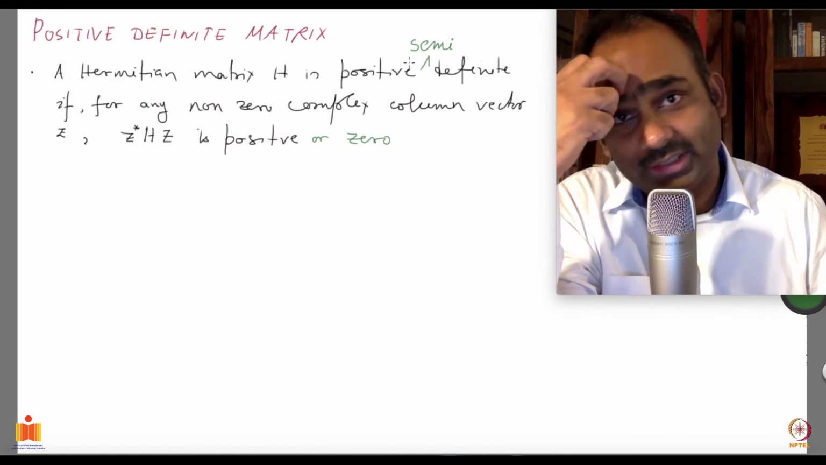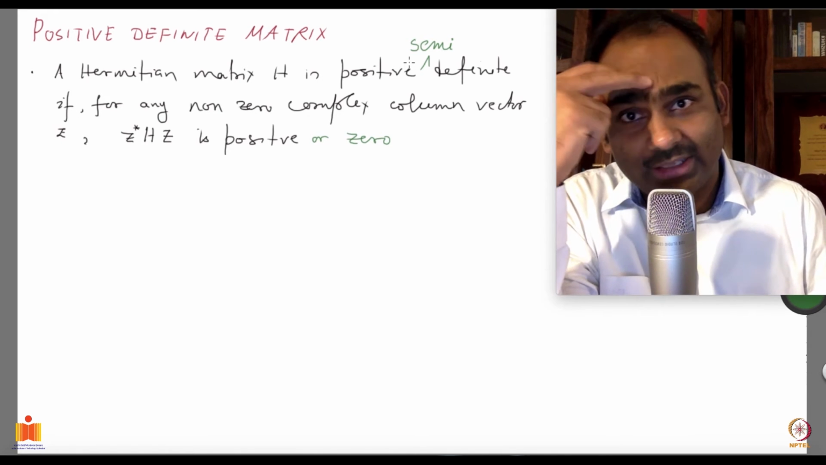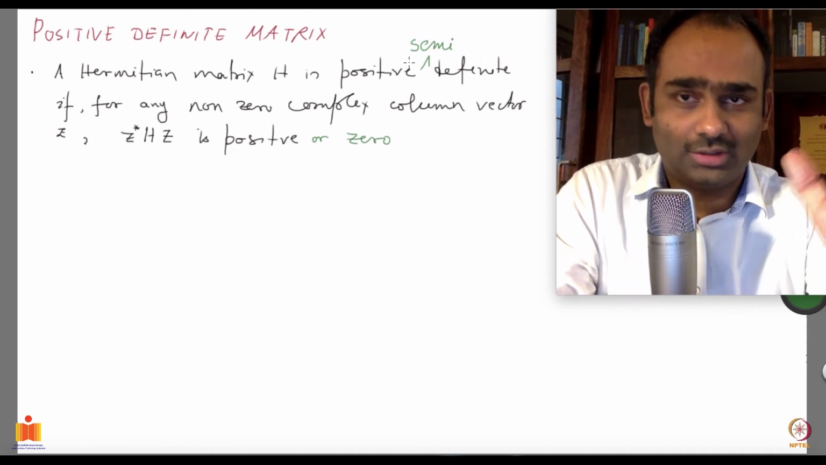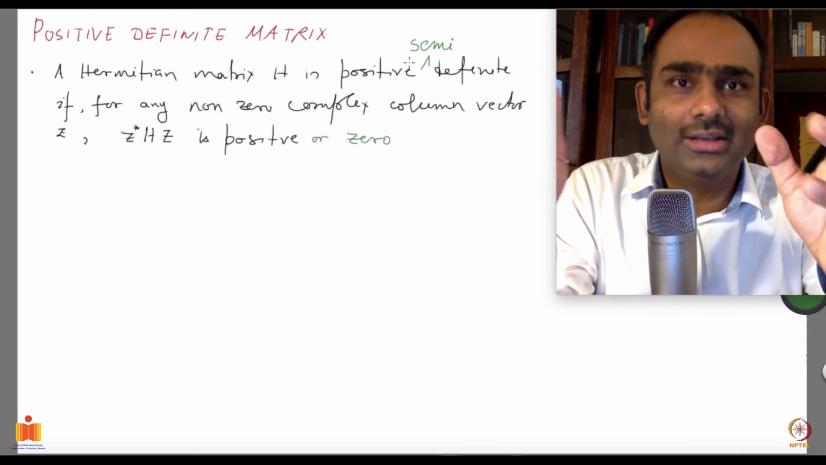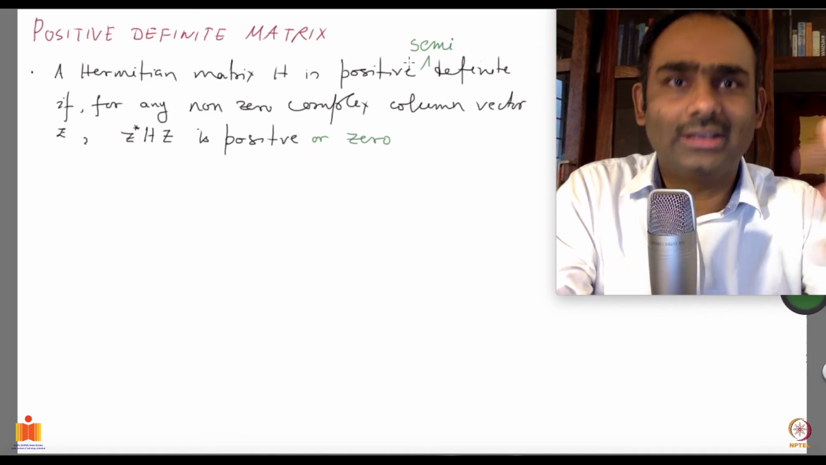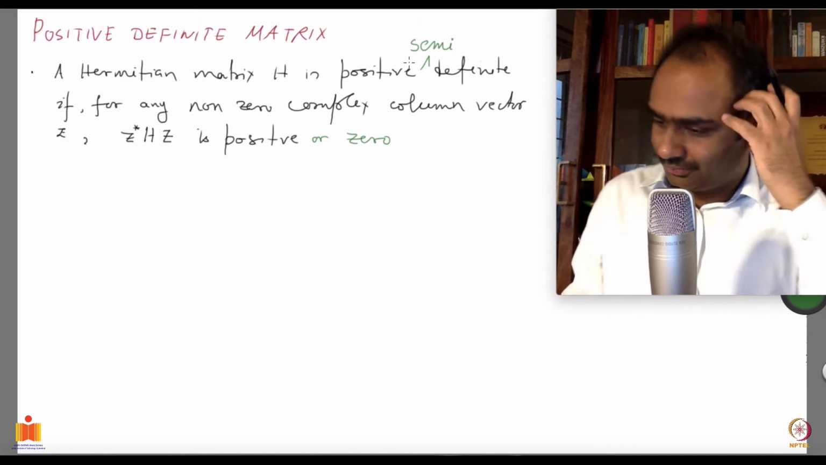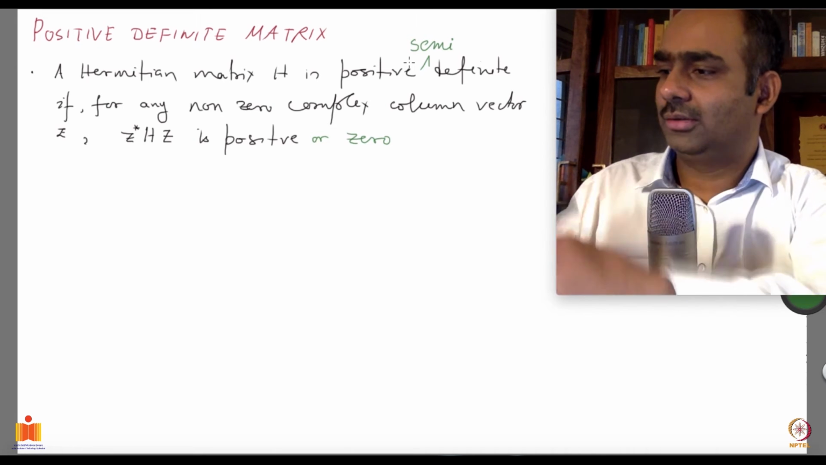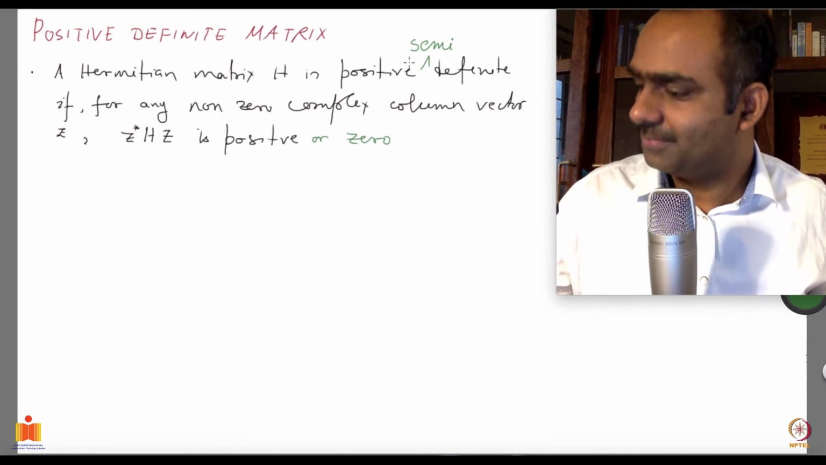The thing which I have written in green applies only for semi-definite. So if you always get positive, not 0, then it's positive definite. If you can also get 0, then it is called positive semi-definite. So that's the definition of it. We'll talk a little bit about this in a while.